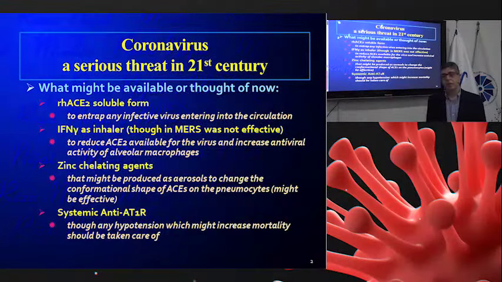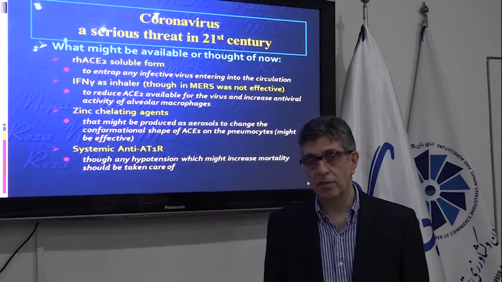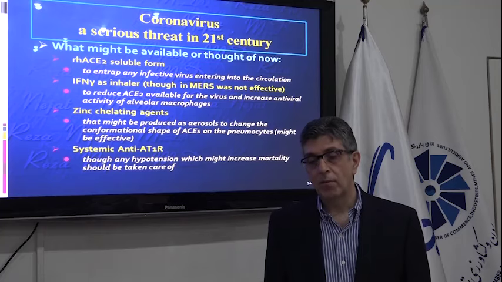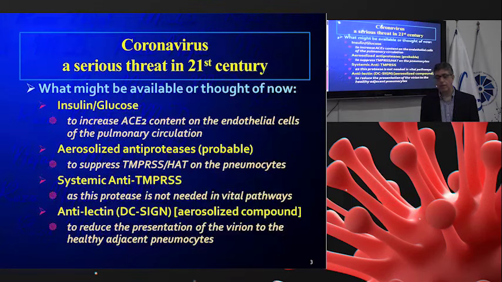In the first part, I suggested some leading points on how to deal with this deadly virus. According to these suggestions, we are not going to eradicate or kill the virus, but we're going to attenuate the ARDS condition that is deadly for our patients. The suggestions were recombinant soluble ACE2, interferon gamma, though it was not successful in MERS, zinc chelating agents, systemic anti-receptor of angiotensin-2, insulin glucose mixture, aerosolized antiprotease, systemic antiprotease, and the last one is anti-lectin.